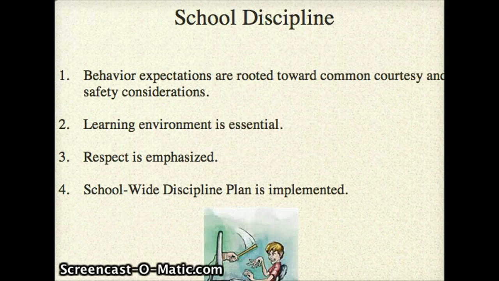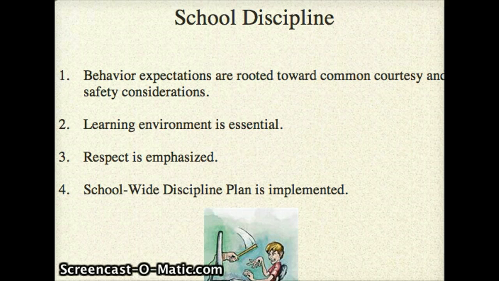As stated above, the Teacher Liability Protection Act protects school employees against frivolous lawsuits when they take reasonable actions against students to maintain order and discipline. I think it's important to review information found in the school handbook regarding discipline. The behavior expected from students is a combination of common courtesy and safety considerations. We try to maintain an environment that is conducive to learning. Students will be treated with respect and are expected to show others the same respect.